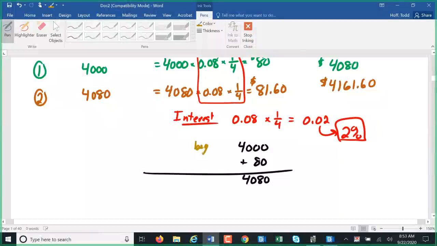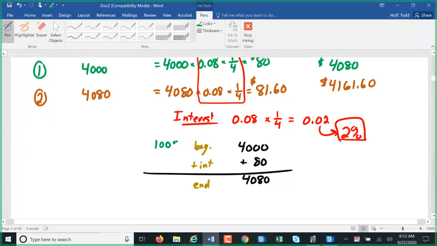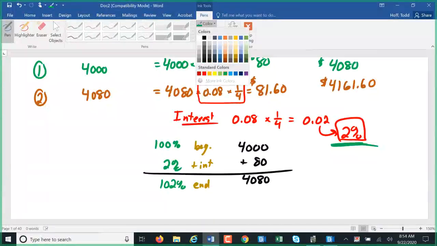Well, this is our beginning balance plus our interest, which gets us our ending balance. If we think of our beginning balance as being 100%, the interest we said was 2% for a quarter, the ending balance should have been 102%. Well, let's test that out and see if it works.